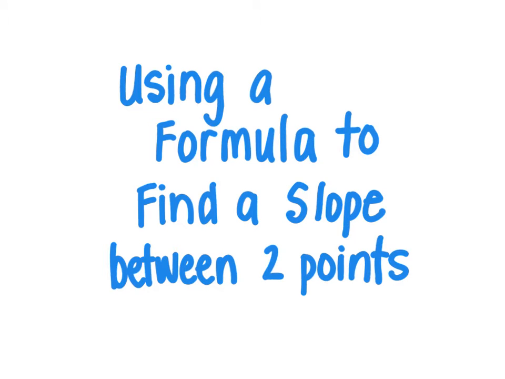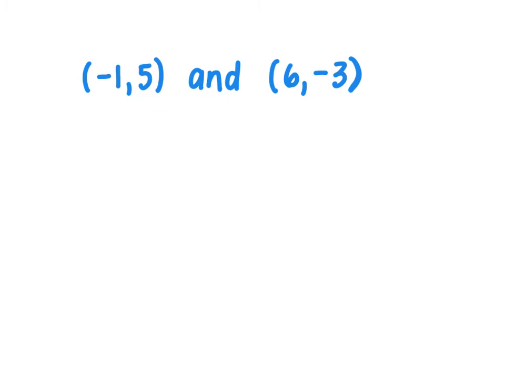In this tutorial, we'll look at how to use a formula to find a slope between 2 points. We'll do this rather than using a graph. Let's imagine that we're given the points (-1, 5) and (6, -3), and we're asked to find the slope between these 2 points, but we don't have a grid available to plot them and count the rise and the run. An alternative for us is to use a slope formula.